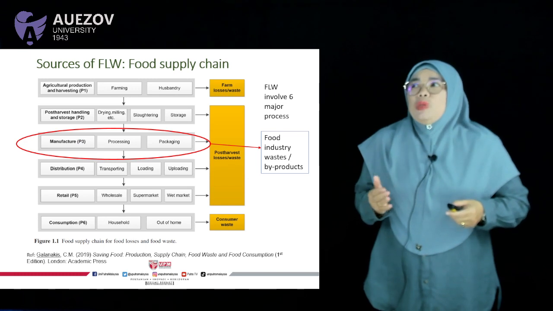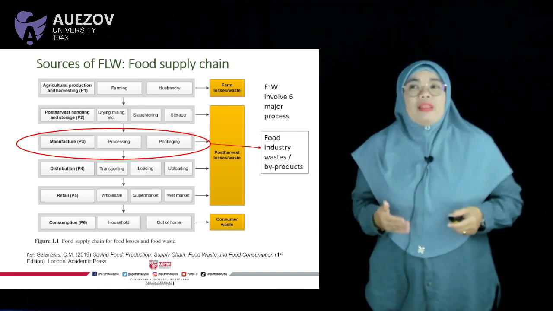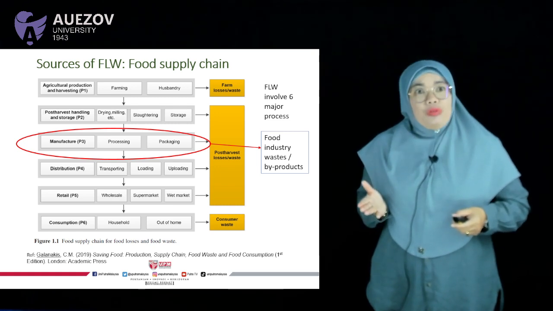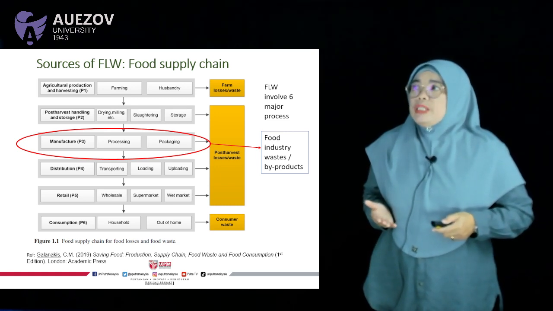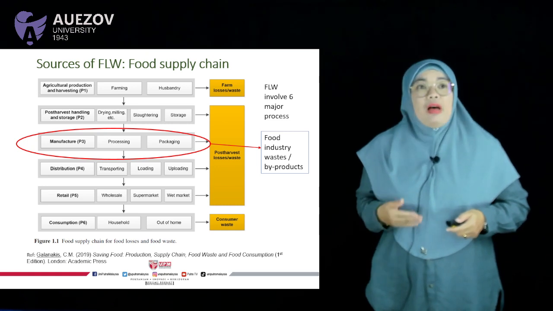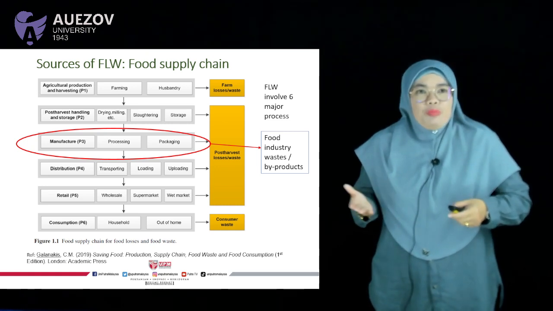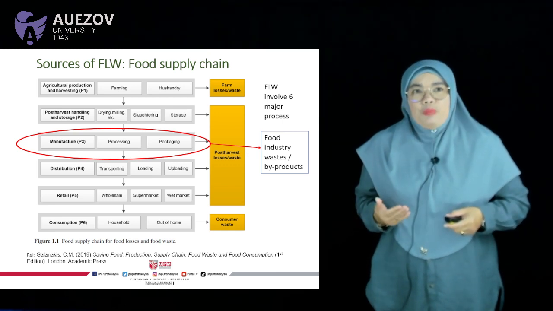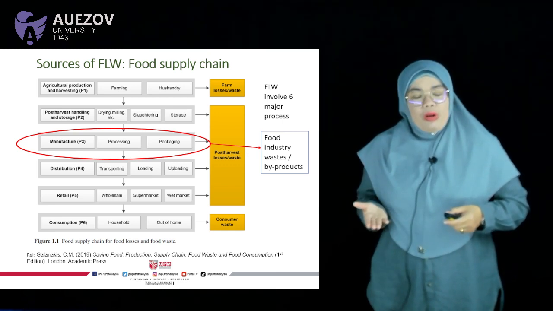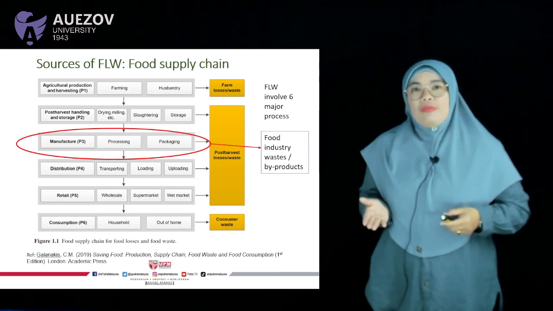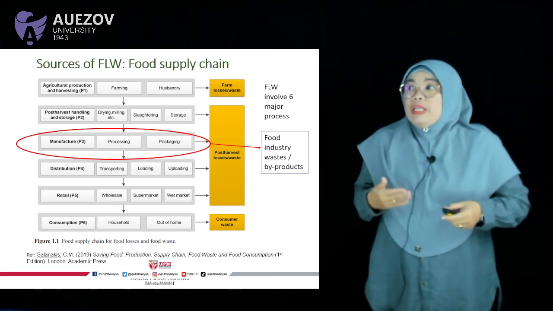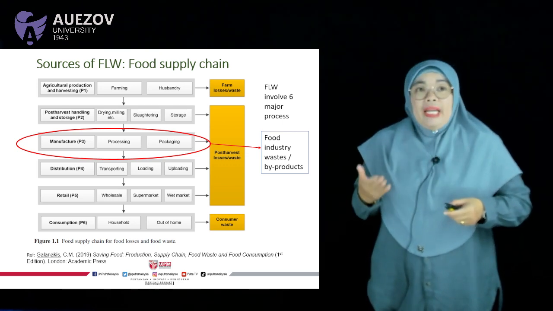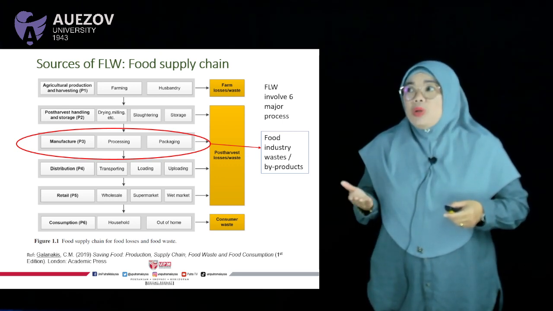Right. So let's look at the food supply chain. There are 6 major processes involved in this food supply chain. The first one is agriculture production and harvesting. From this process, it creates farm losses or farm waste. The next processes that also create food loss and waste are post-harvest handling and storage. Yeah, during storage, during handling of all the product, we get this loss and waste.